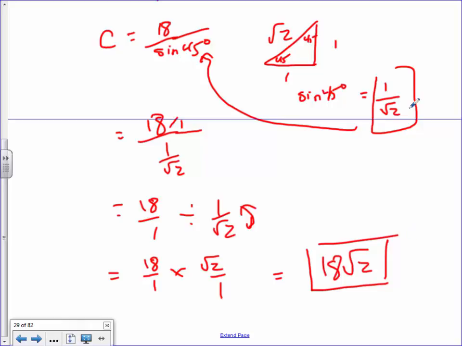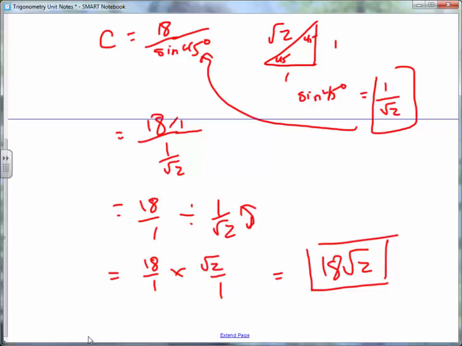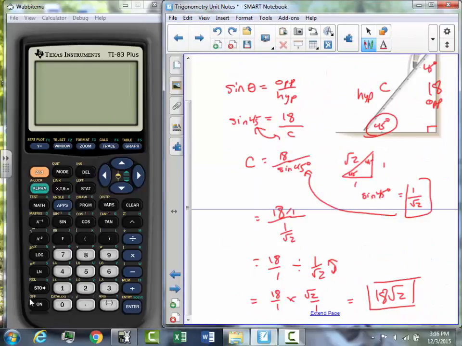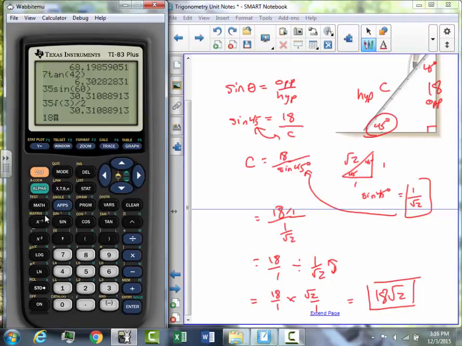Is that a rounded number? No, it's exact. It's exact because it has square roots involved in it, which a lot of times angles will need to have. So I can check my work here real quick. First thing I'll do is take 18 times the square root of 2, which is 25.455. And then I'll go back to the place where I stopped, this 18 over sine 45, and I'll just check that. 18 divided by sine of 45. That's the same number. Does that make sense?